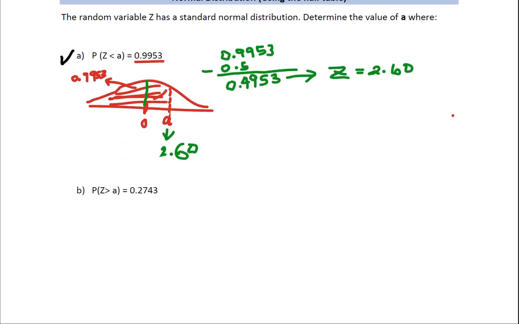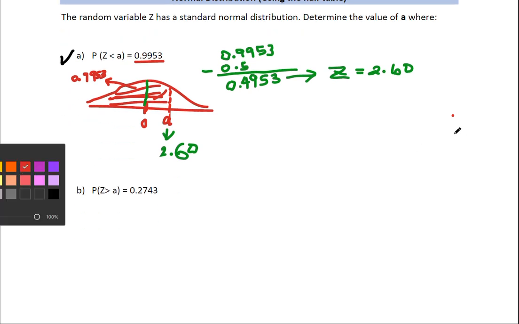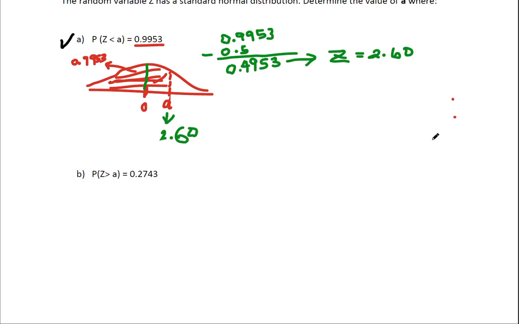Let's go now to B. We're going to look at quite a few questions here to ensure that you understand these fully. So now we're asked to determine the value of A, given that the probability that Z is greater than A is equal to 0.2743. So I'm going to draw the standard normal curve here.